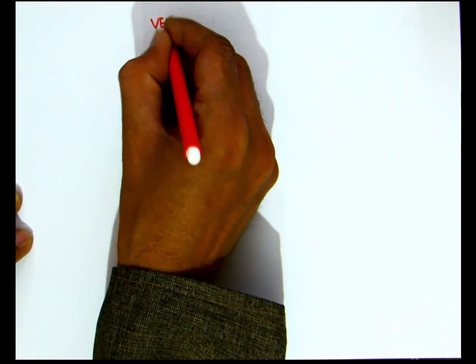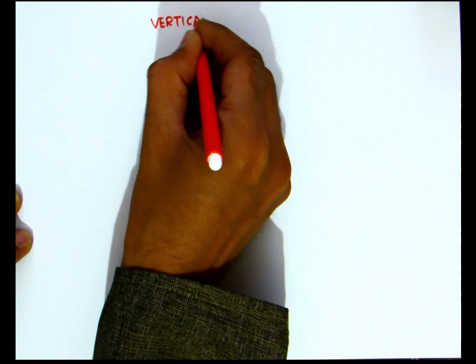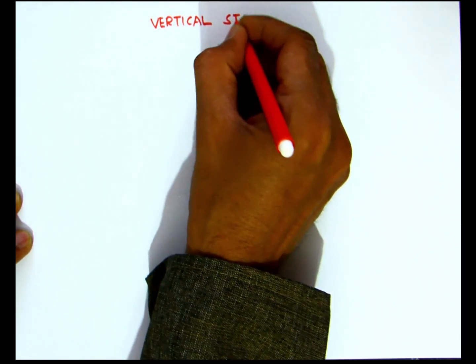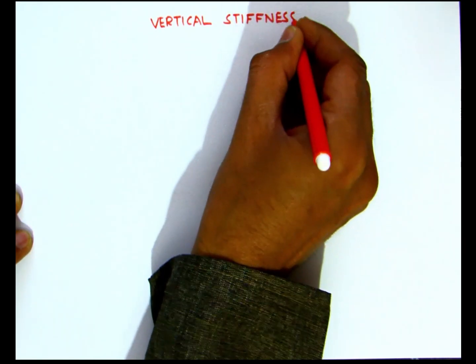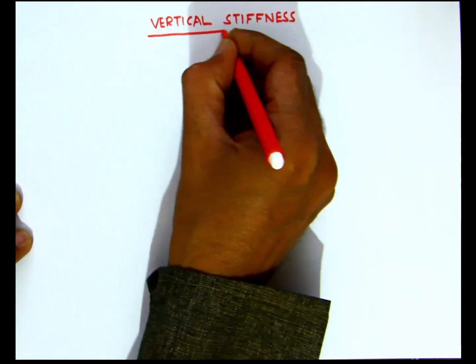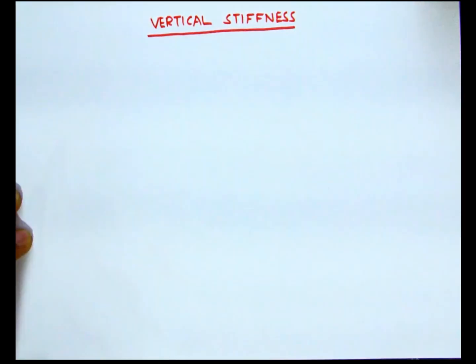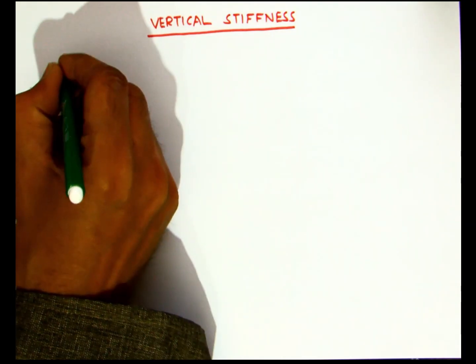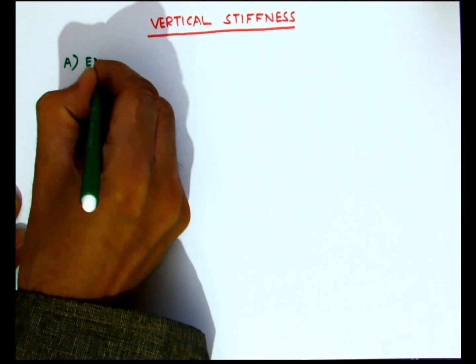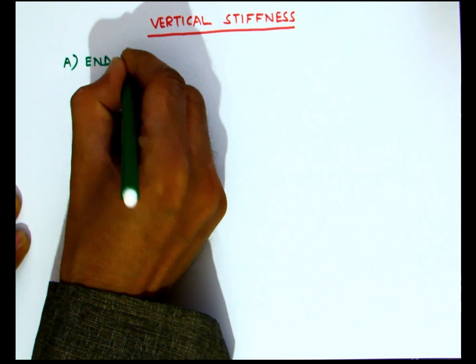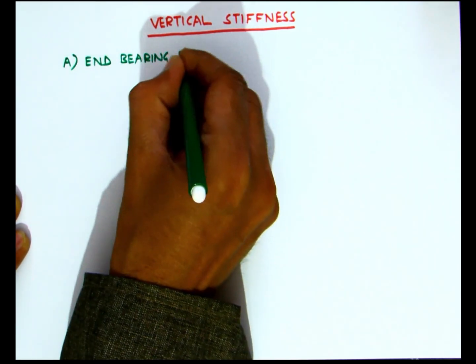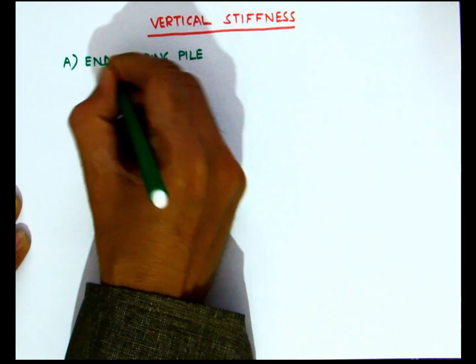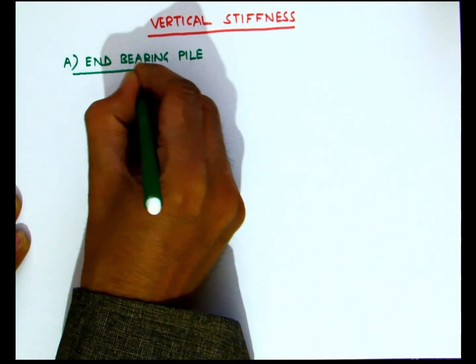So we have concluded that in order to obtain the stiffness of a pile group, we need to obtain two important stiffnesses of individual pile, that is the vertical stiffness and the horizontal stiffness. Let us begin with vertical stiffness of an individual pile. Basically, the vertical stiffness of an individual pile will depend on whether the pile is end bearing type pile or a friction type pile. So we will evaluate both these cases individually.